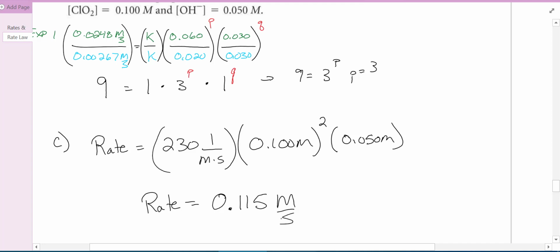There's the method of initial rates. There's relative rates, and so hopefully that makes sense. Again, get with me if you have any questions, and take care.